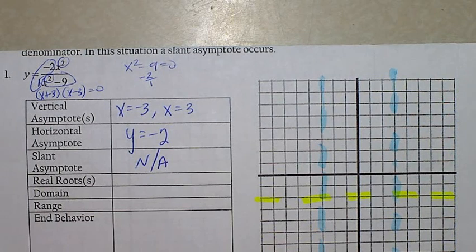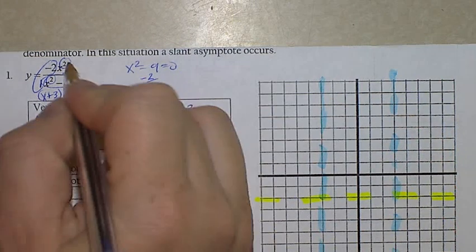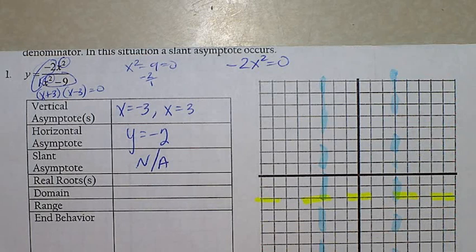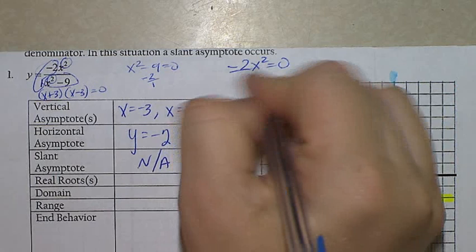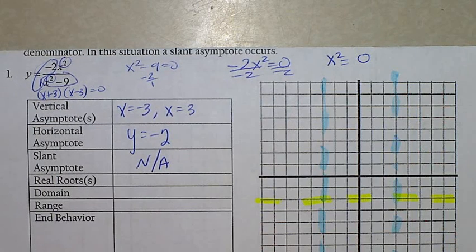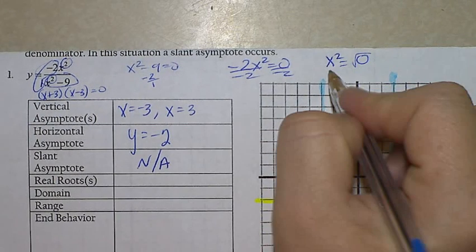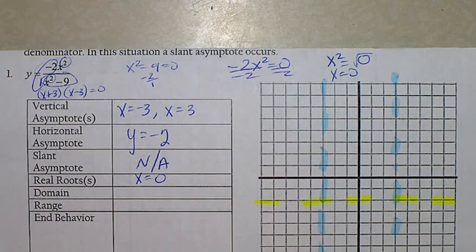In this general rational equations form, we can determine the real roots, also known as x-intercepts, by taking the numerator and setting it equal to 0 and solving. So when I solve for x, first I divide by -2. So x squared equals 0. And when I square root both sides, normally we would say there's 2 answers, but we know that the square root of 0 can only give us one answer of 0. So x equals 0 is the x-intercept, or also known as the real root.